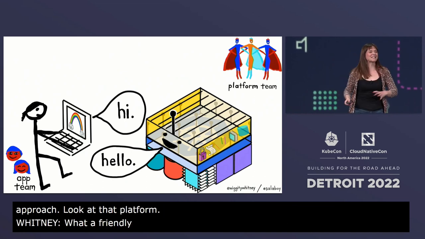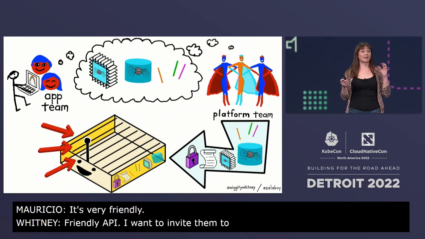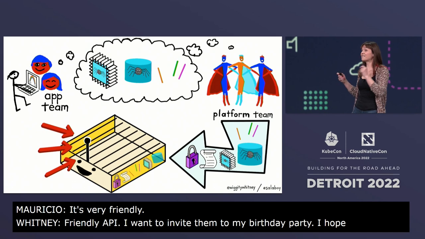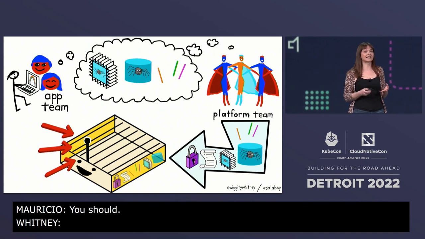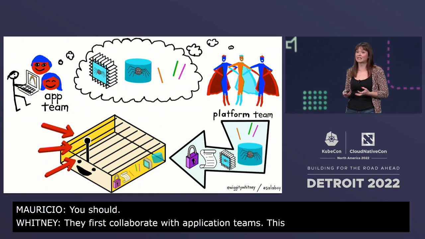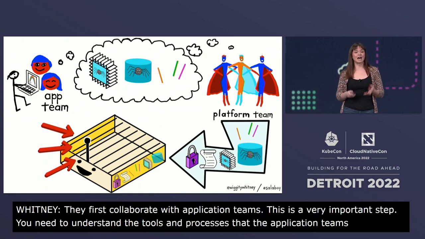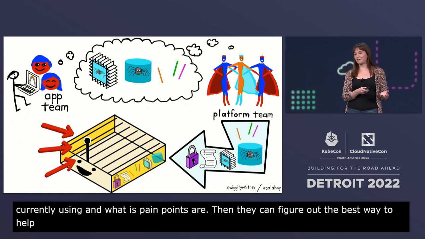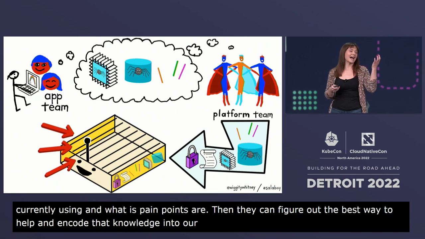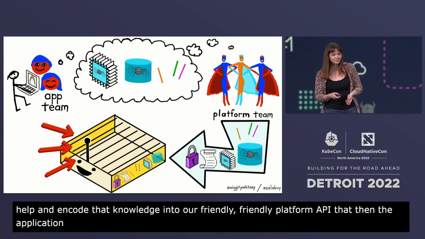Okay, so the platform team starts to build the platform first by collaborating with application teams. This is a very important step. They need to deeply understand the tools and processes that the application teams are currently using and what those pain points are. Then they can figure out the best way to help and encode that knowledge into our friendly platform API that the application teams can then access in a self-service way.